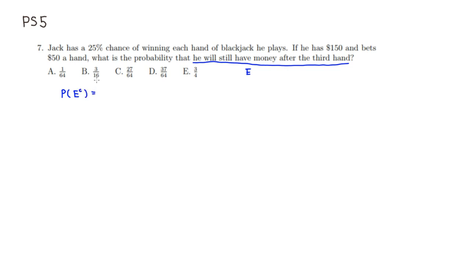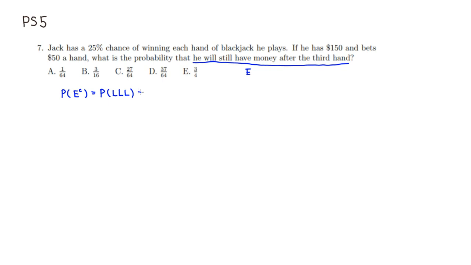The opposite event would be that he has to lose 3 consecutive times in a row. So you have to lose the first hand, the second hand, and the third hand. That way he can lose all $150. So the opposite would be the probability of losing the first hand, and losing, and losing.